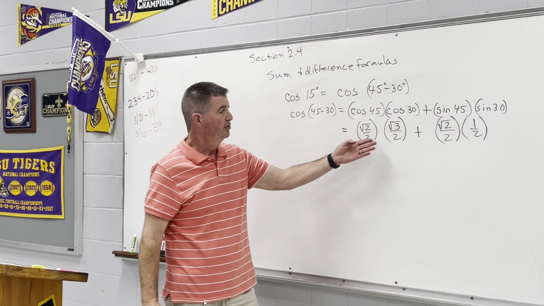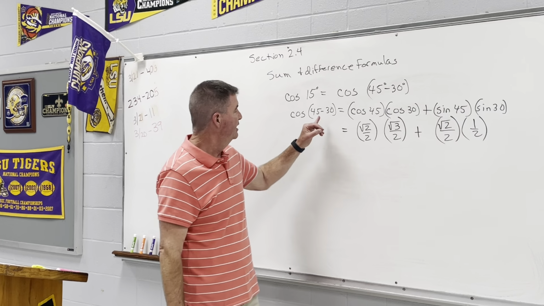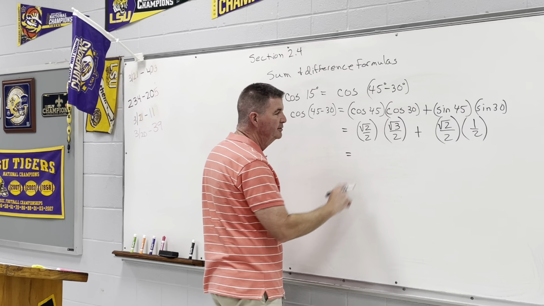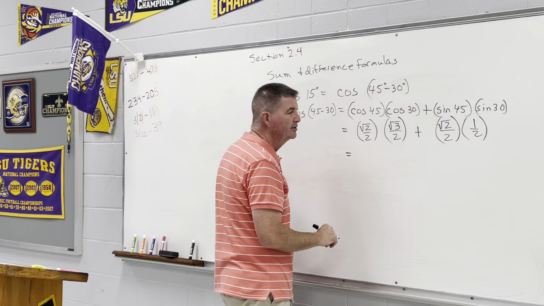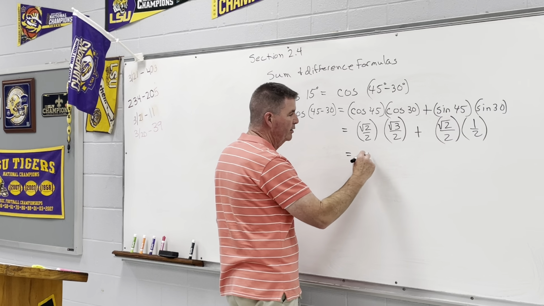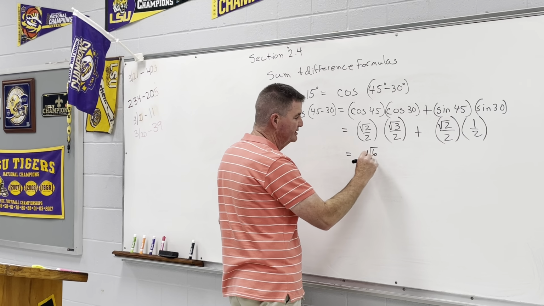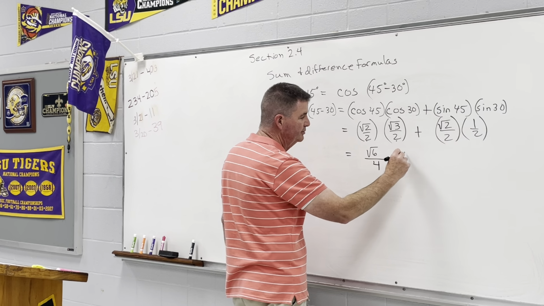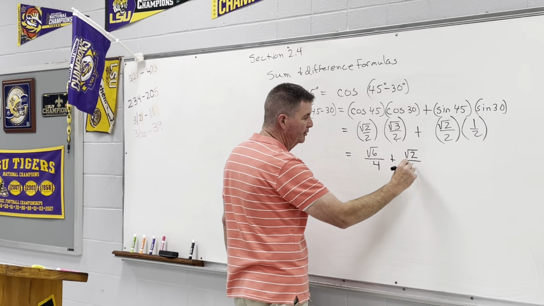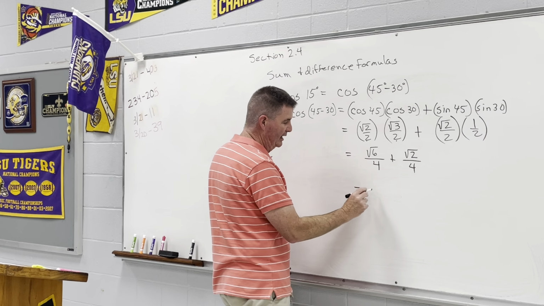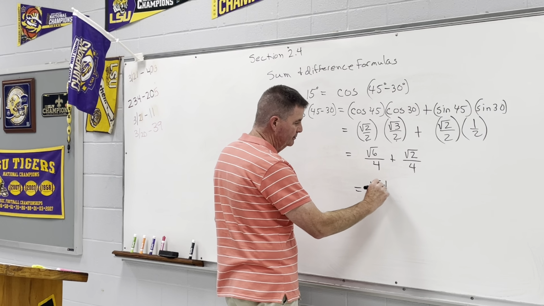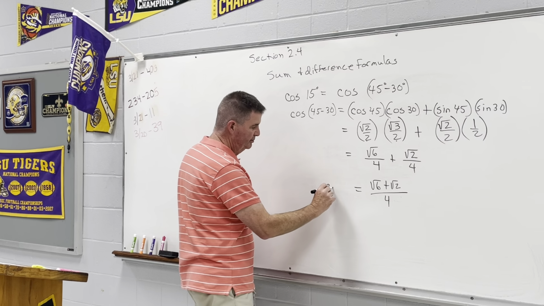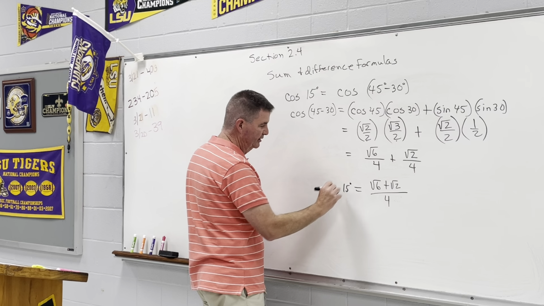This is putting all of the values together for the difference of a cosine. Now we have to use our order of operations to make sure that we condense this. The square root of 3 times the square root of 2 is the square root of 6 over 2 times 2 is 4, plus the square root of 2 times 1 is the square root of 2 over 4, otherwise known as the square root of 6 plus the square root of 2 over 4. This would be the cosine of 15 degrees.